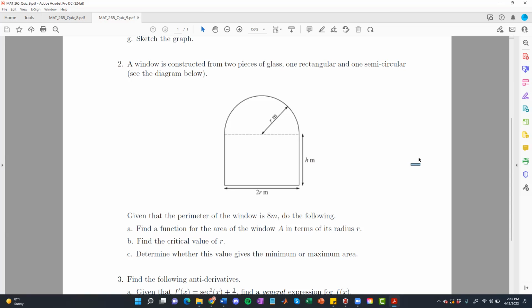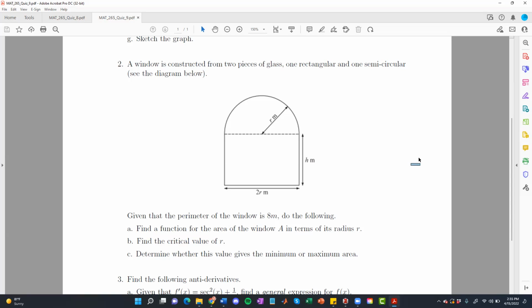So how do I find the area of this thing? 2RH. Okay, where does that come from? That comes from the base and the height. Okay, so the rectangular part will have an area of 2RH plus what? Plus pi r squared over 2, the area of half a circle. So yeah, 1/2 pi r squared. So I think that's good.